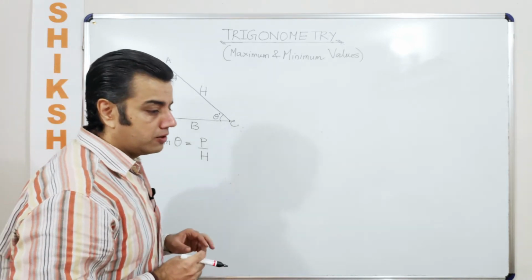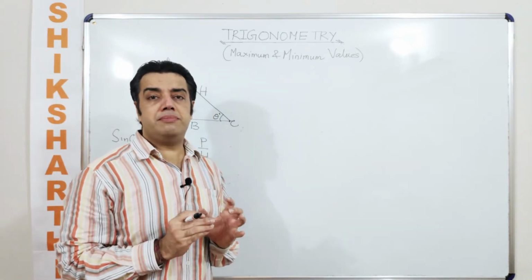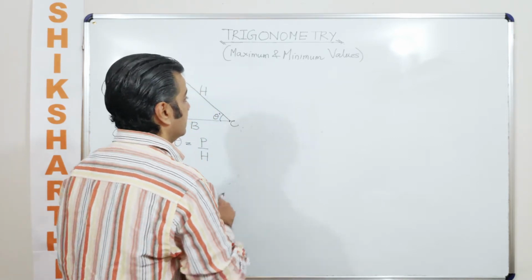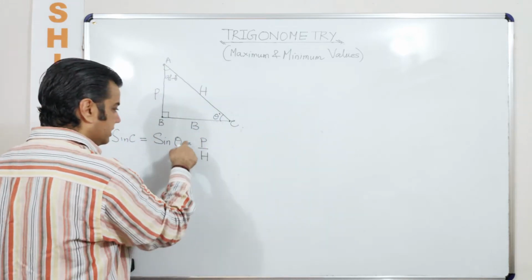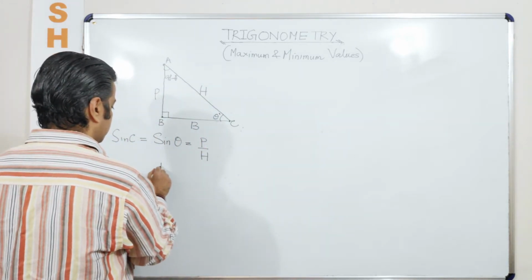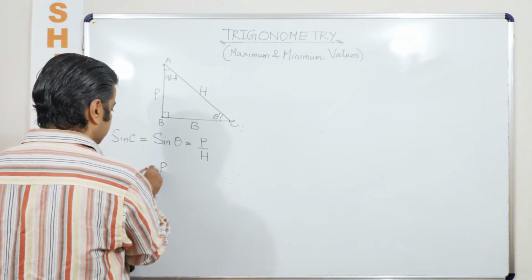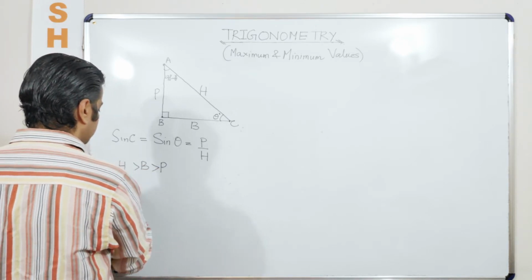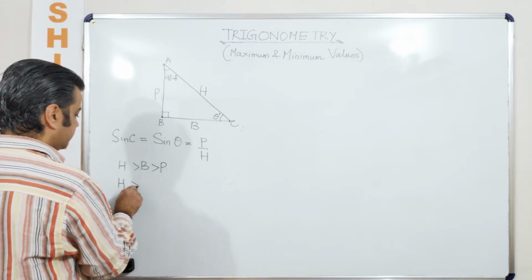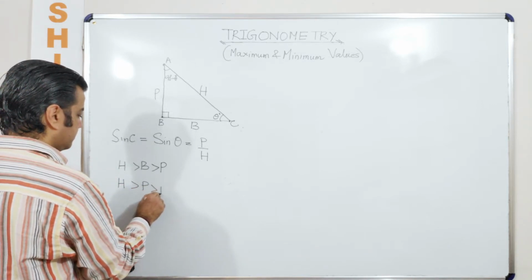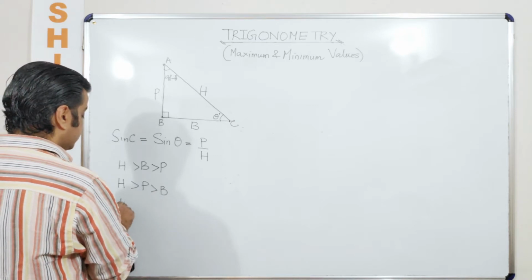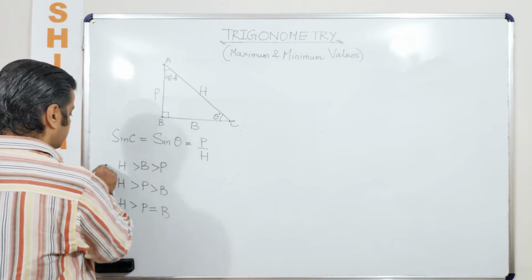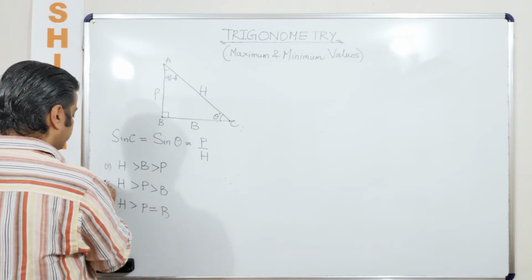Now we need to find out the maximum and the minimum value of sine theta that it can take. Even before we begin this, we know that the perpendicular is either the smallest among the three, because we know that the hypotenuse is the largest. So we can make two cases here. To be more precise, we can make three cases. These are the three cases that I have made.